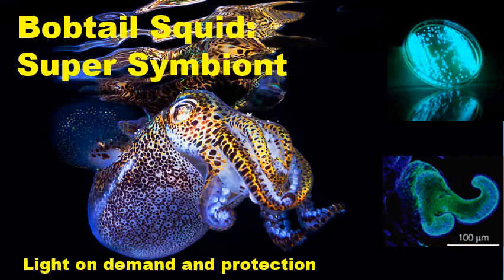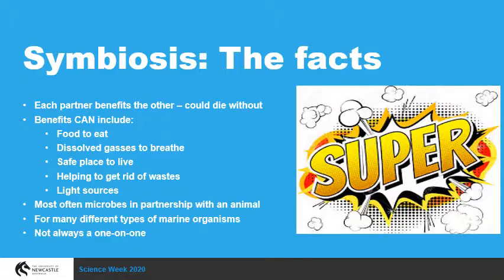And the bottom close up is just how the tentacles themselves are glowing during the night time. So you may have seen glowing things in the water at night. It might be bobtail squid, or it can also be other types of things as well. So this super symbiont's got light on demand, and the Vibrio get protection from the elements.